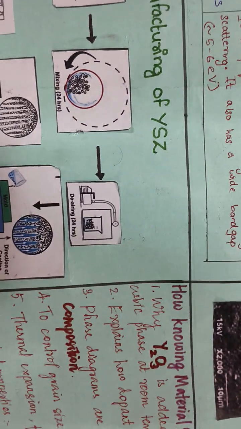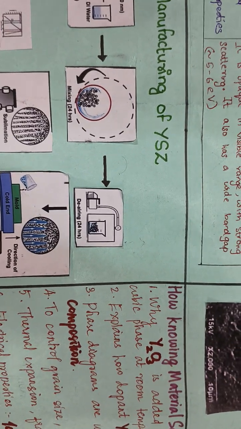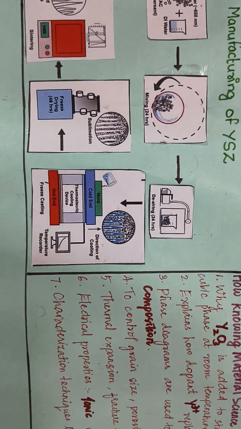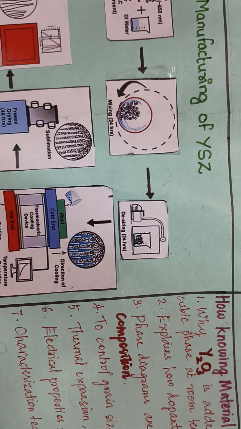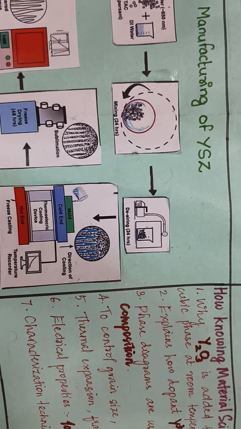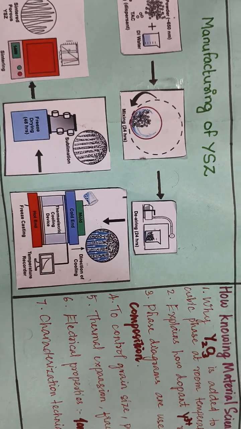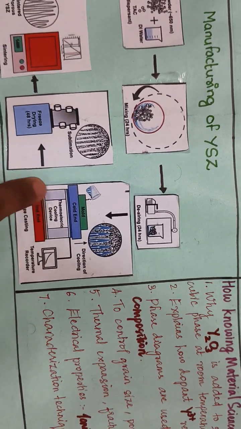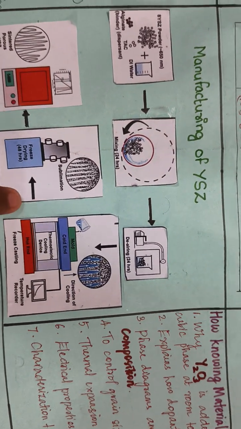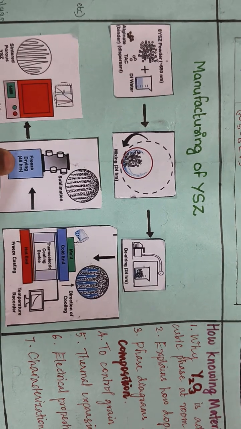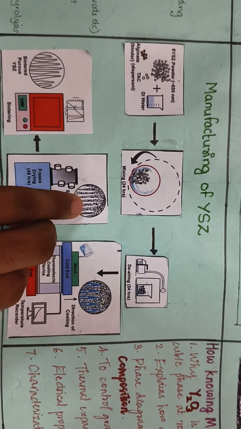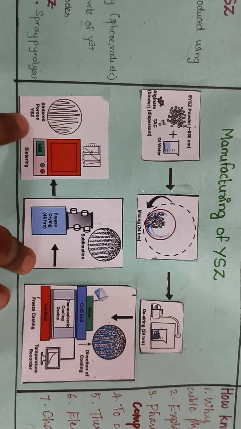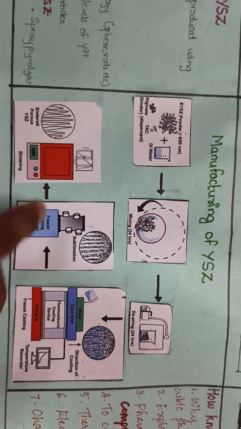After mixing, we remove the air from this particular mixture that we have, and then we freeze cast it, and we record the temperature of this device. After which we freeze dry it for 48 hours. After sublimation, we get the porous YSZ, which is then sintered.